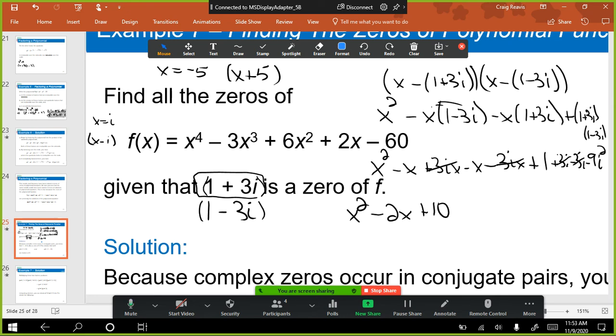So these two factors multiplied together give me this right here, x squared minus 2x plus 10. Sure thing. All right, now, this factor right here is what leads to my two imaginary results. Now what I have to do is take this and divide this out to see what's left over for my other two.